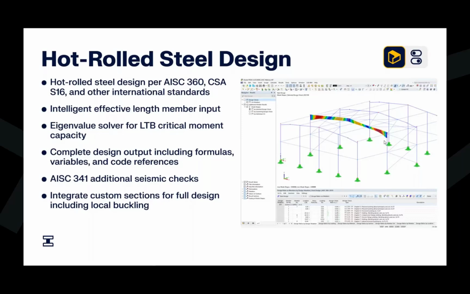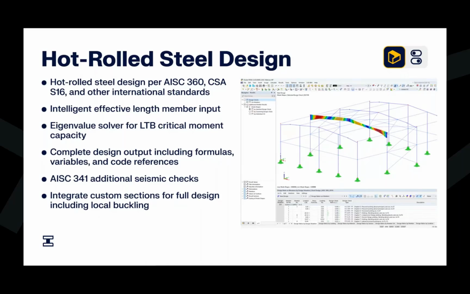You'll hear me say this over and over again, that all of our design add-ons, including the steel design, come with complete design output, including the formulas, the variables, and the code references. So the complete opposite of a black box, we're trying to be as transparent as possible about where all of this information is coming from, so you as a user have access to that. We also have additional AISC 341 seismic checks for our members. We'll continue to expand on that in the future as well. And we're about to release in the next couple of weeks the CSA seismic design checks as well.